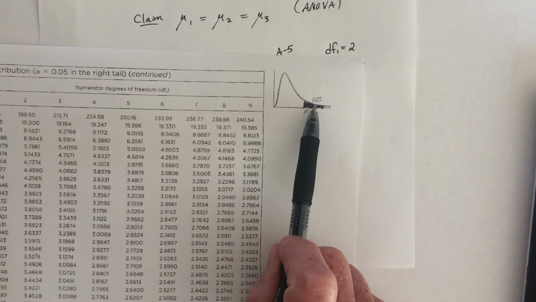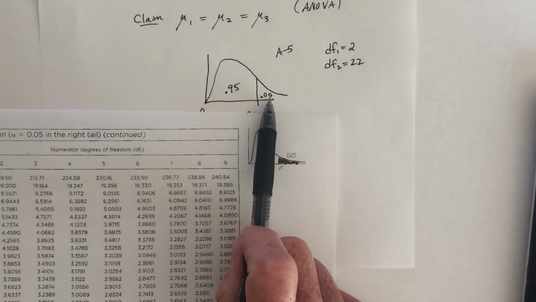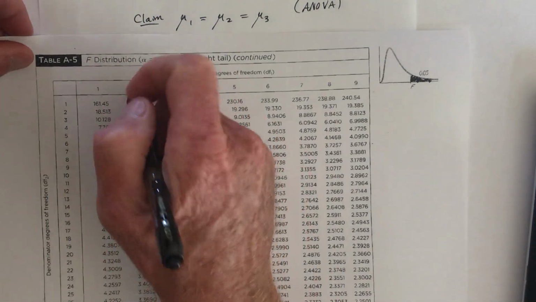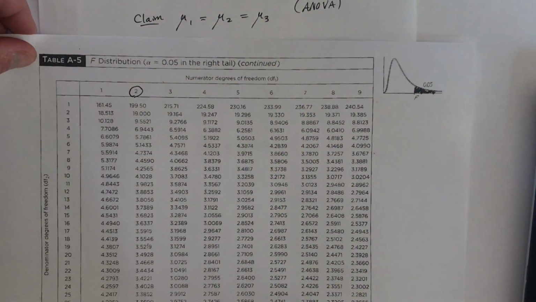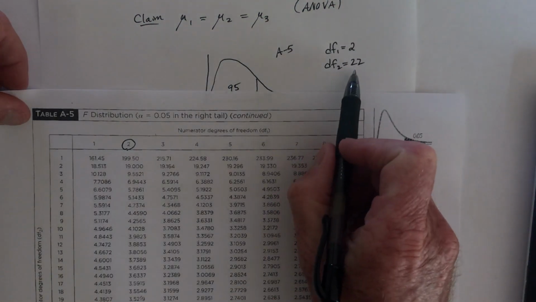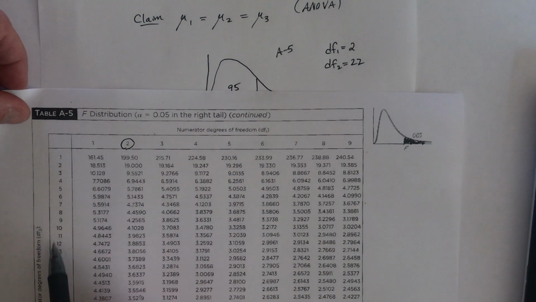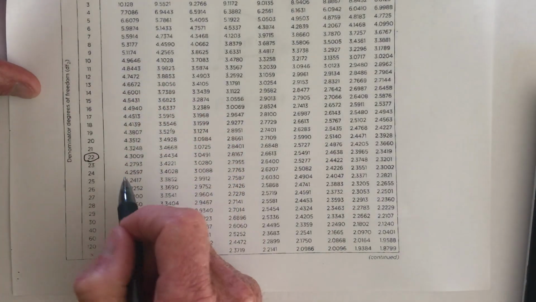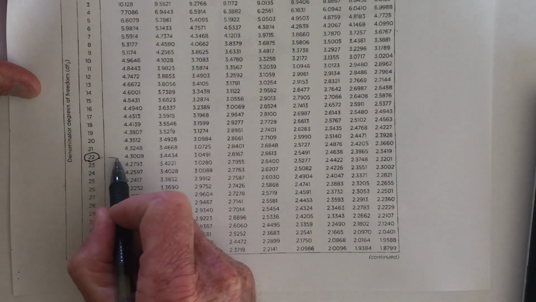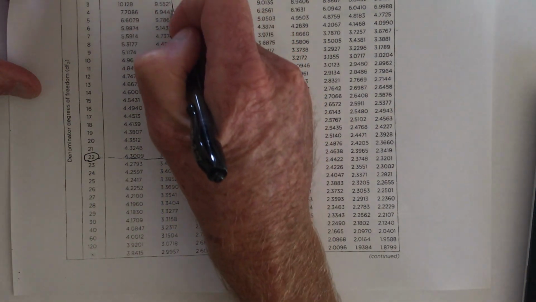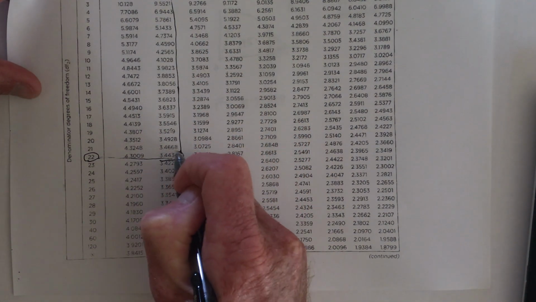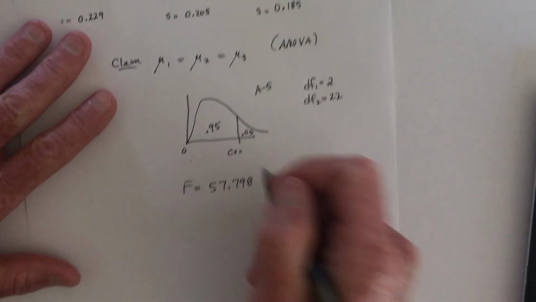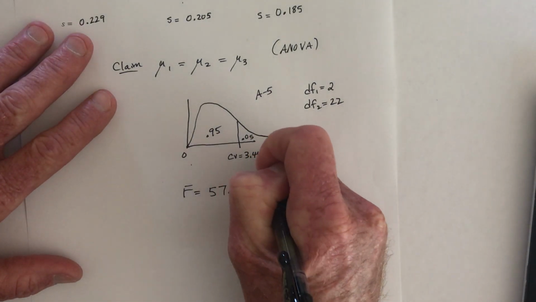First, you have to make sure that it looks like this, 0.05 for the right, so it matches this. And then degrees of freedom number 1, you look across the top, degrees of freedom 1 is a 2. And then degrees of freedom 2, so you look down the side and find 22, or the closest that they have. So they actually have a 22, and then go out for this row, and go down for this column, and then it's 3.4434.